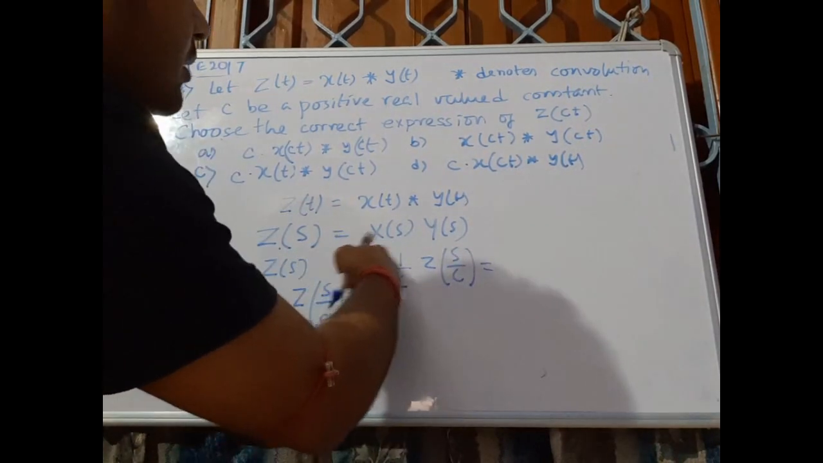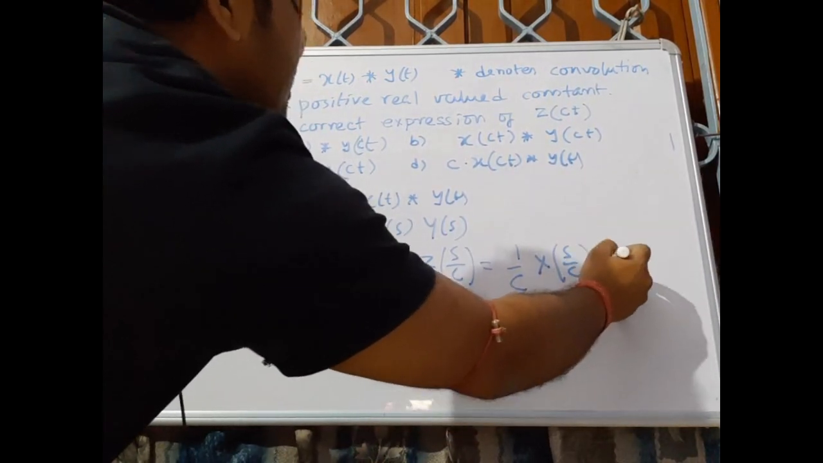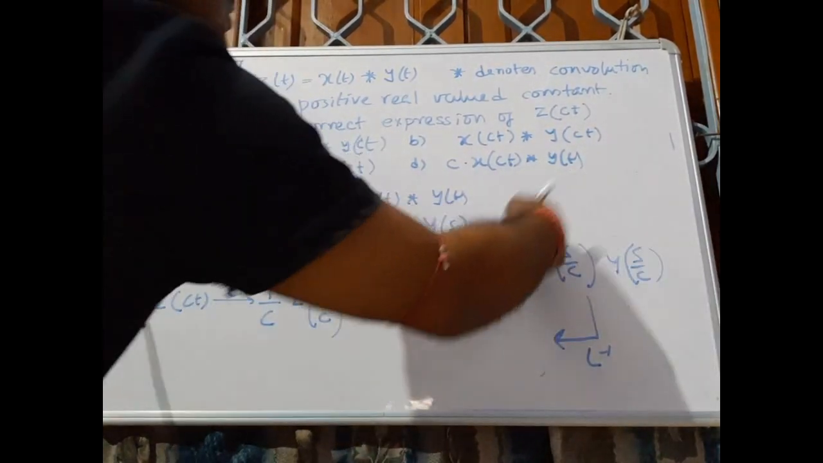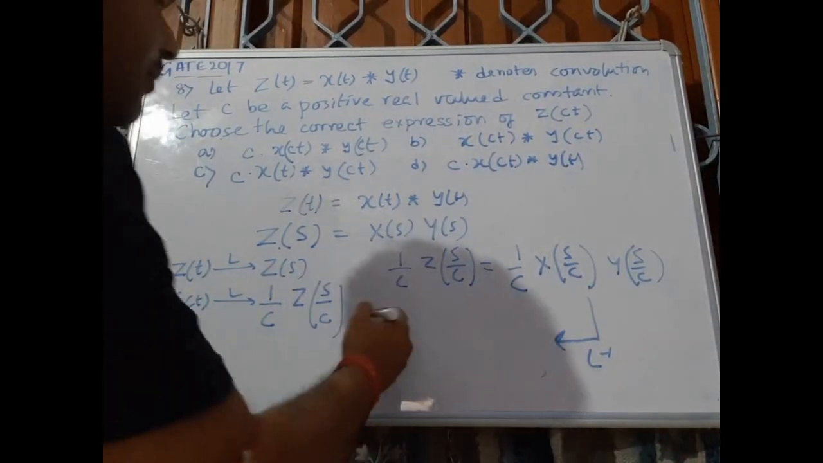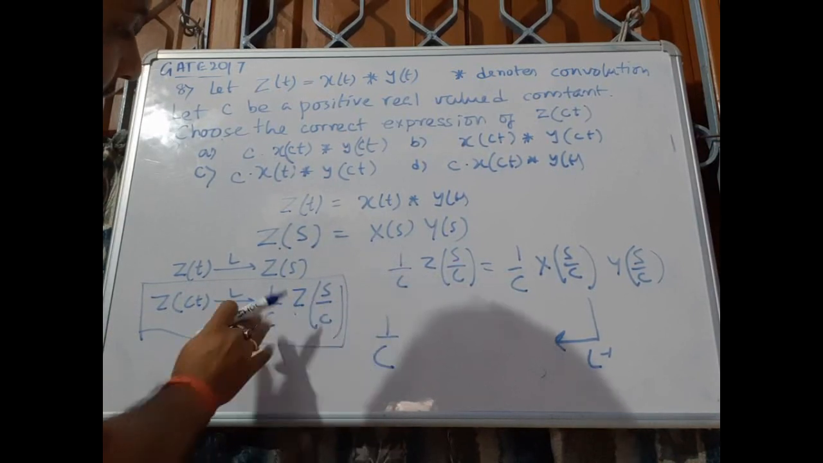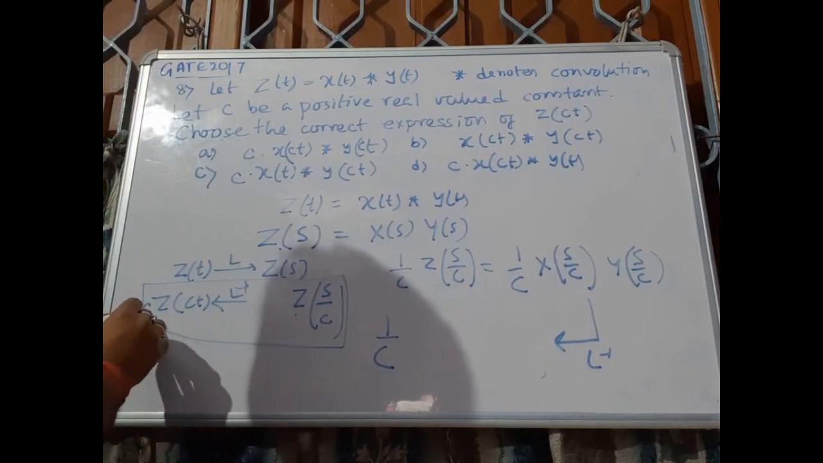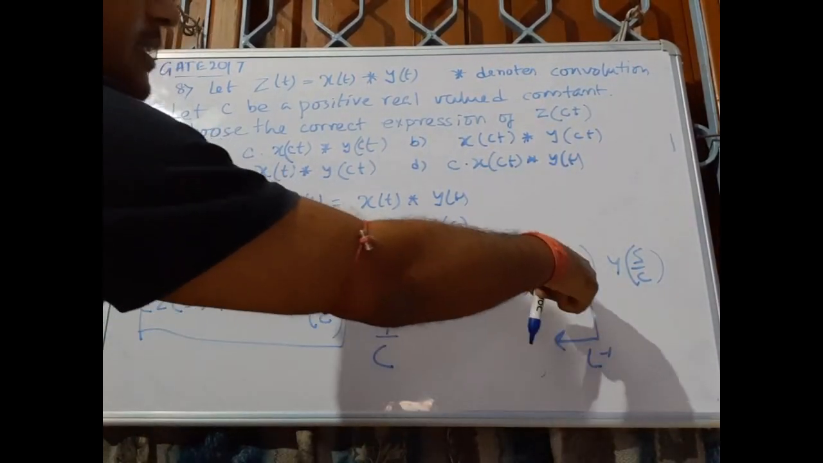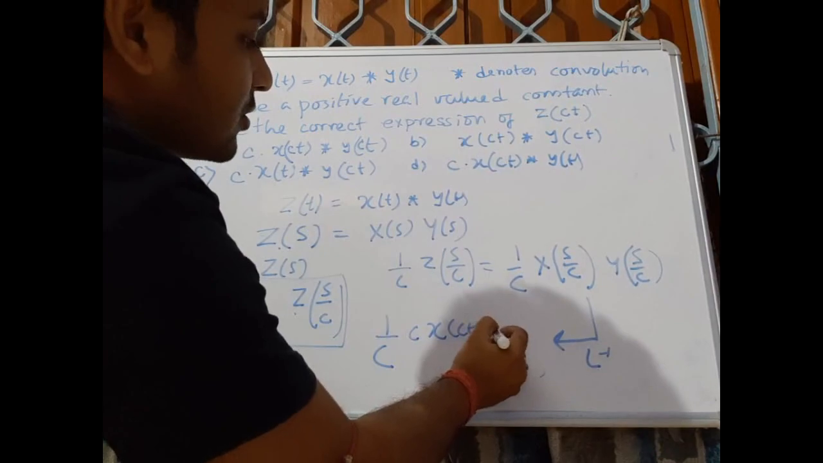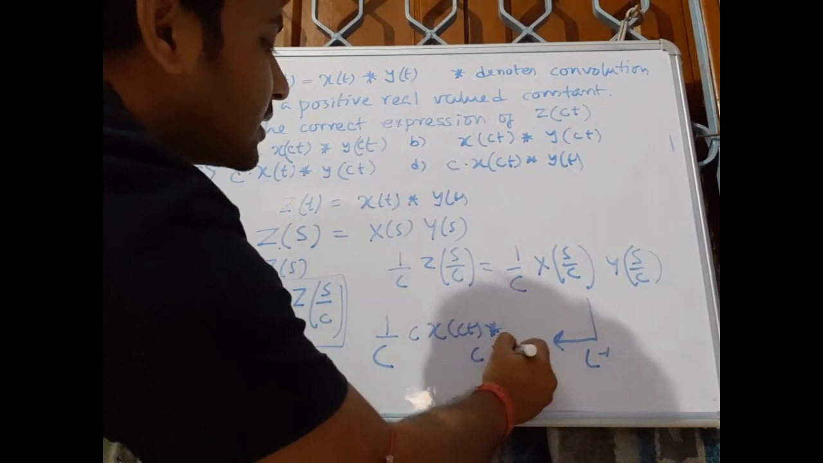right? Now what we have in this expression, 1 by C, this will be X(s by C) Y(s by C), right? Now if I take the inverse Laplace transform of this expression, this will be 1 by C, and apply this property again. Now Z(s by C), what will it be if I take the inverse Laplace transform? It will be C into z(Ct). So here X(s by C) will be C into x(Ct), and convolution, what will Y(s by C) be? It will be C into y(Ct), right?